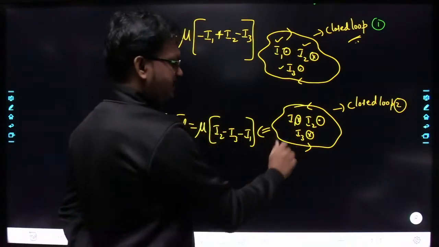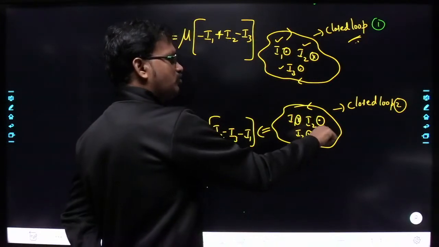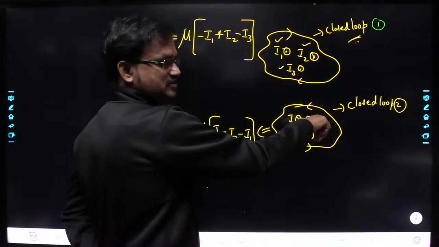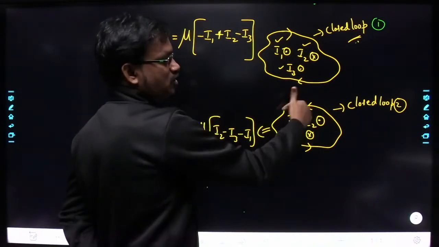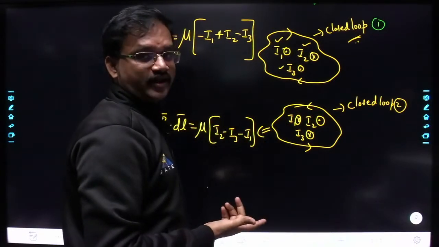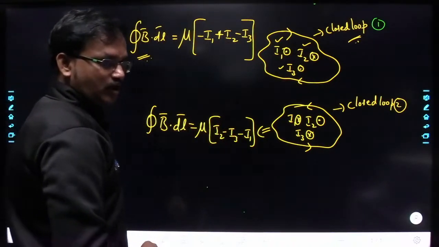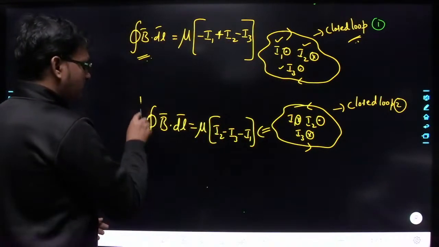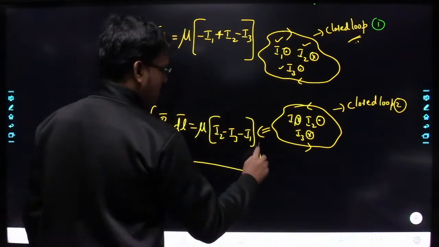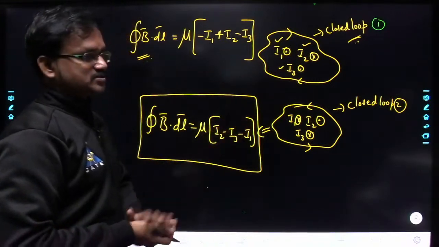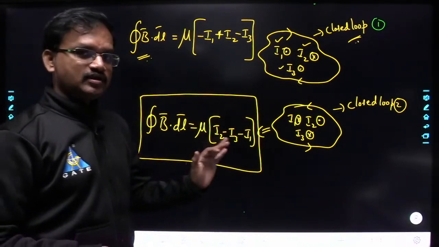Next, if you consider I3, I3 is pointing into the board and it is going to produce the B field in which direction here? In clockwise direction. But here you are enclosing the loop in anti-clockwise direction. So that means you have to write minus I3. Okay, so this is the way to write the Ampere's law. I hope this is crystal clear, right?